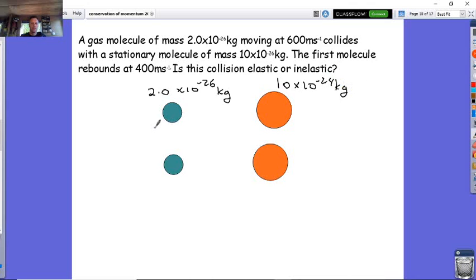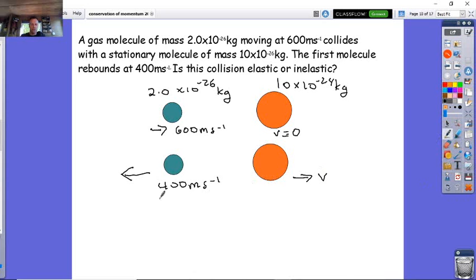Okay, this one has got a velocity, first of all, and it's moving off with 600 meters per second, and this one, the velocity is initially going to be 0. Afterwards, we know this one is going to rebound with 400 meters per second. What's going to happen to this one? Don't know, but I'm going to guess it's going that way. Now, this is quite an open-ended question. It says, is this collision elastic or inelastic? Well, to do that, you've got to look at the kinetic energy before and afterwards.